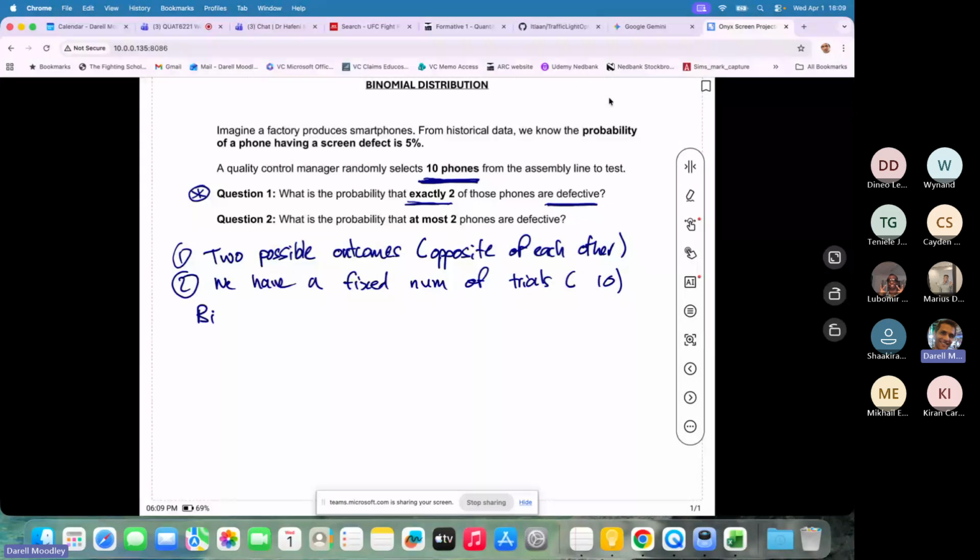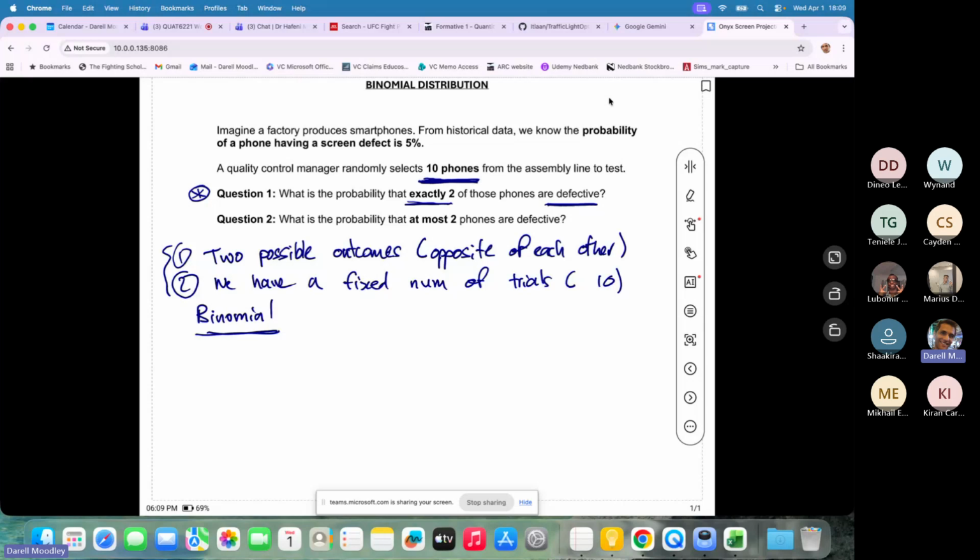Now, just to draw your attention to something, in your exam, even in your second assignment, the question will very unlikely tell you that you need to use a binomial distribution. You need to figure out whether you do need to use it. So this is how you identify whether you're using a binomial distribution. Ask yourself these 2 questions. Are there 2 possible outcomes which are the opposite of each other?